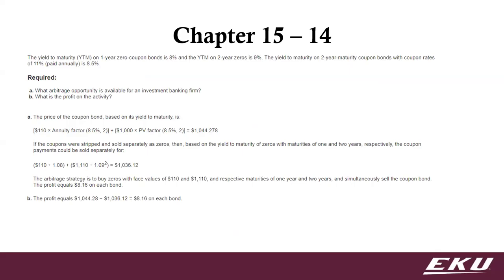Okay, so for the arbitrage opportunity, that's what we're looking at, where there's just a mispricing, right? And so we're not taking on risk, but we're able to take advantage of this mispricing.